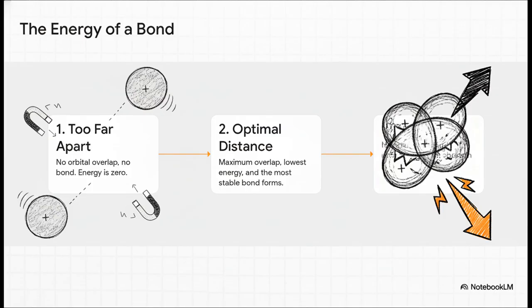Picture two hydrogen atoms floating in space, far apart. Nothing's happening. As they drift closer, their electron clouds start to overlap. The attraction kicks in, and the energy of the whole system drops. It's getting more stable. But there's a sweet spot. If they get too close, their positive nuclei start repelling each other like magnets pushed the wrong way, and the energy shoots right back up. The whole thing becomes unstable.